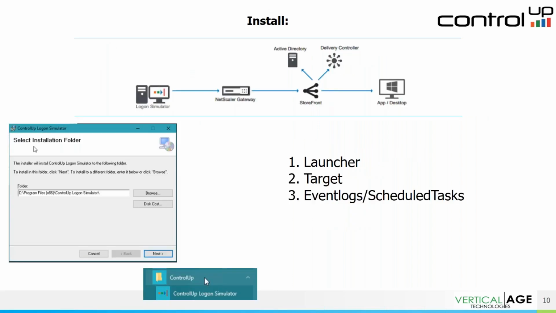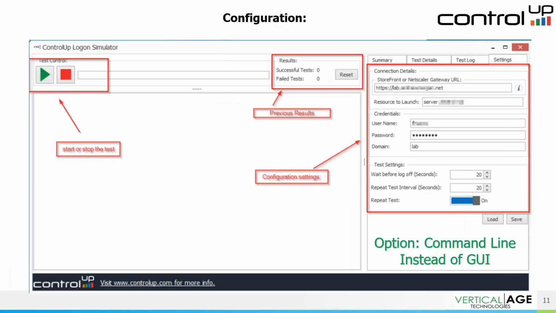We'll start with ControlUp here. What I love about ControlUp is the simplicity that it brings to the table. The components involved are a launcher and a target, and then they do their scheduling and notifications based upon scheduled tasks and event logs. The install is very, very easy, just a next-finish type install. And once you run the main application, you get into this window where pretty much all the configuration takes place.